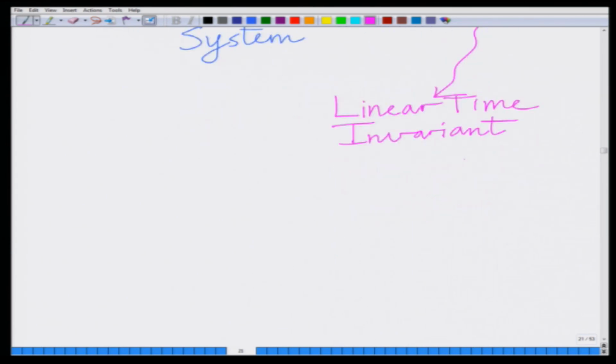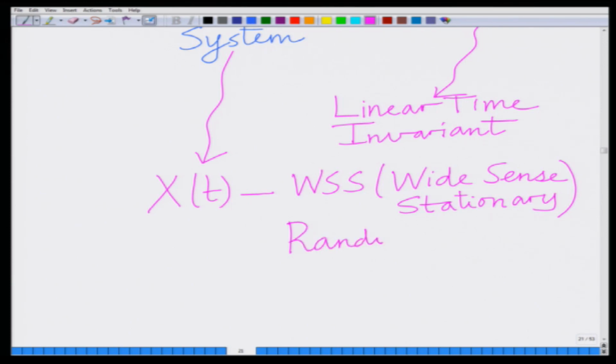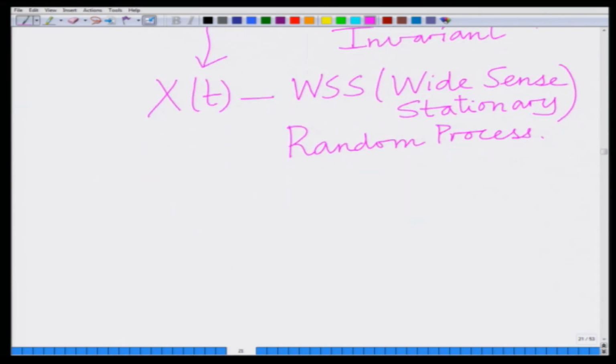So, what are we considering? Let us consider a wide sense stationary random process x of t. So, x of t is a basic wide sense stationary random process, which is what we have been talking about.